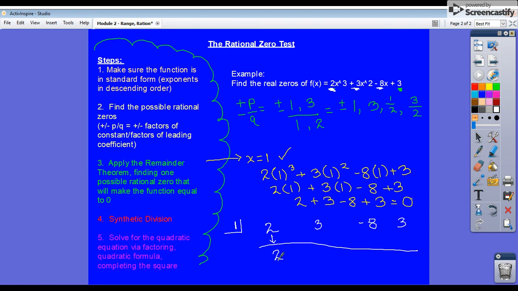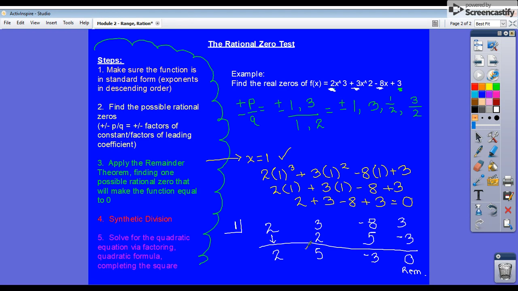The first step of synthetic division is to bring down the leading coefficient, which is 2. When this number hits below the line, multiply it by the number in the box. So 2 times 1 is 2. When the numbers are together, add them up. 3 plus 2 is 5. Number hits below the line, multiply it by the number in the box. Numbers are together, add them up. Negative 8 plus 5 is negative 3, and then number hits below the line, negative 3 times 1 is negative 3, which gives me 0. That shows me that my remainder theorem in the previous step was correct, because the last number always represents the remainder.